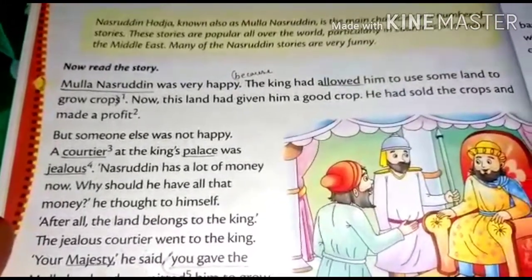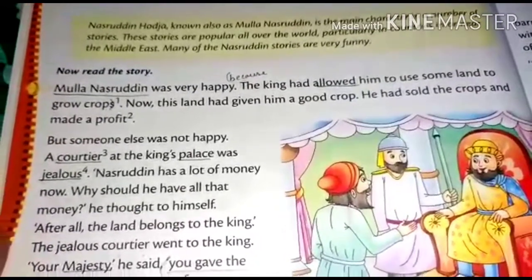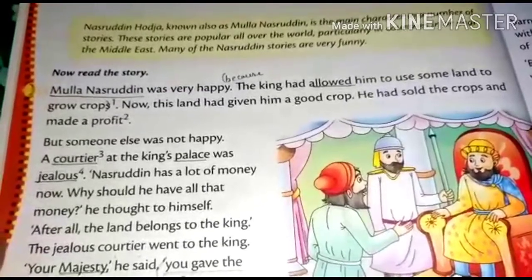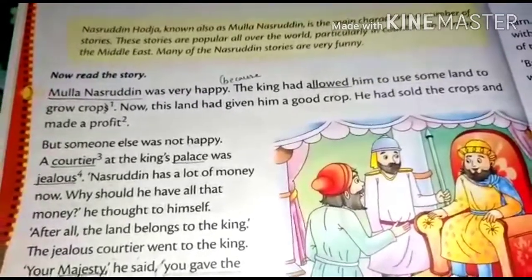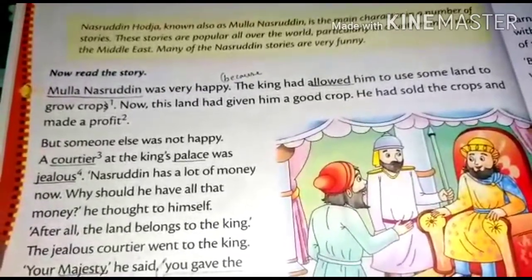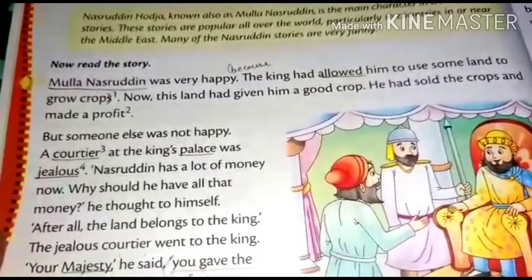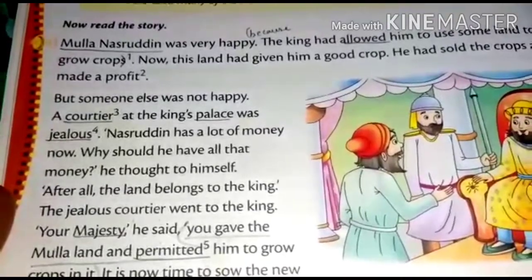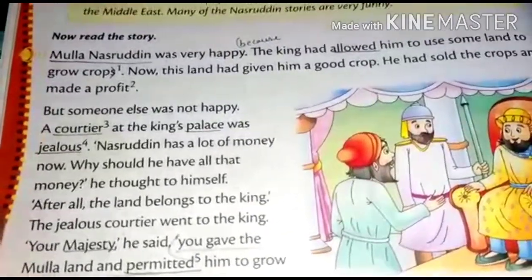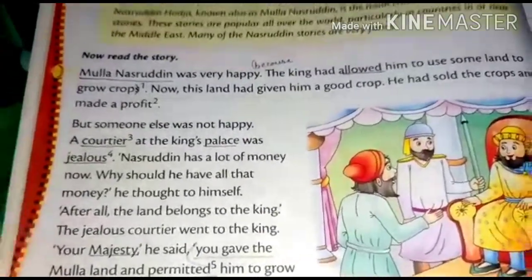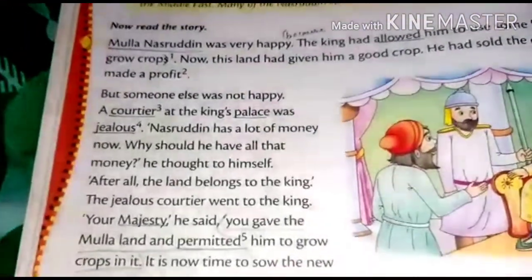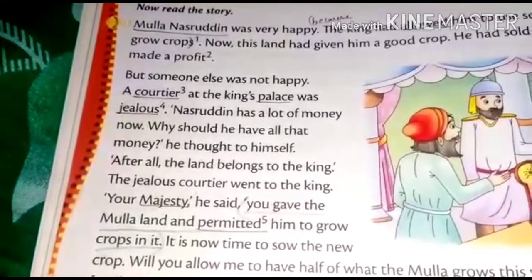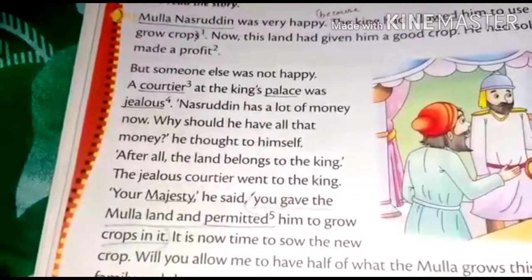He thought to himself. Now this courtier, what was he thinking? He was thinking that Nasiruddin has a lot of money now. Why should he have all that money? Why should he have so much money? Why should it all be with him? He started thinking to himself: after all, the land belongs to the king. Because the king gave him some land to grow crops, the courtier is thinking that this land is the king's, so why should Nasiruddin have all the money?